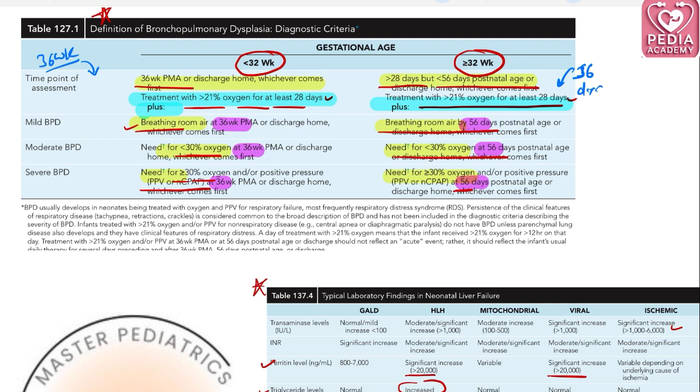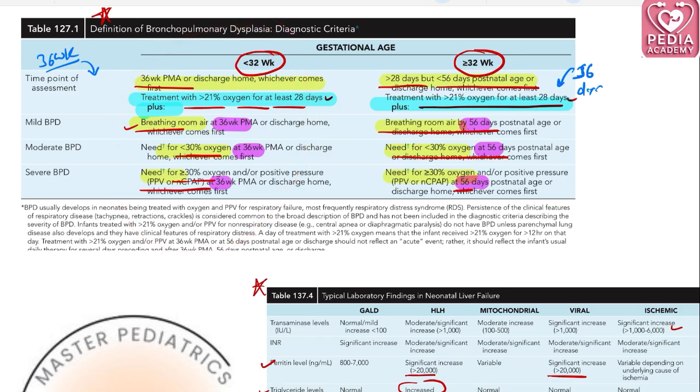Treatment with more than 21% oxygen for at least 28 days is the major criteria. It means for 1 month, the neonate should be on oxygen more than 21%. Then mild, moderate, and severe BPD: breathing room air, less than 30% oxygen, more than 30% oxygen, or mechanical ventilation. This is very simple. If breathing room air, mild BPD. If requiring less than 30% oxygen, moderate BPD. If he requires more than 30% oxygen or mechanical ventilation, it is severe BPD. So that was for less than 32 weeks.